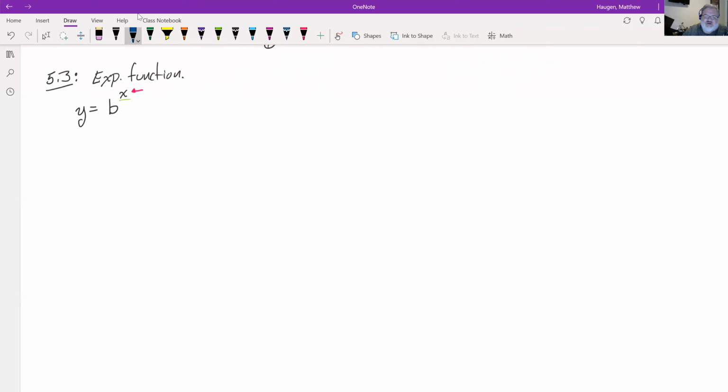We do have some restrictions about this b, though, in exponential functions. To be an exponential function, that b value has to be greater than 0.